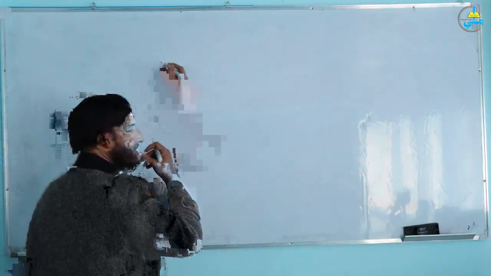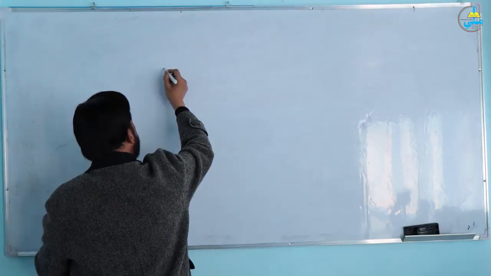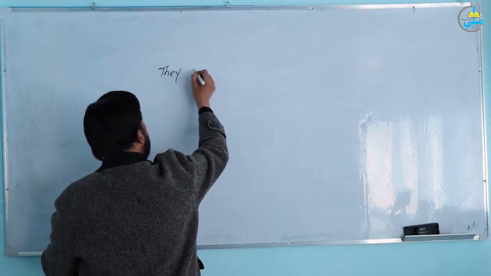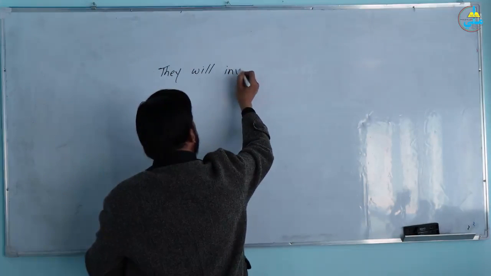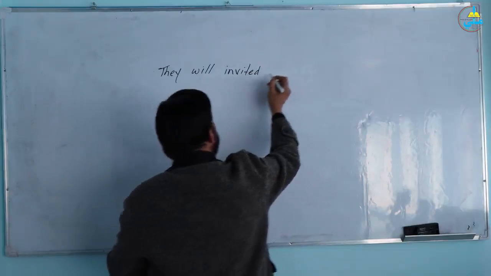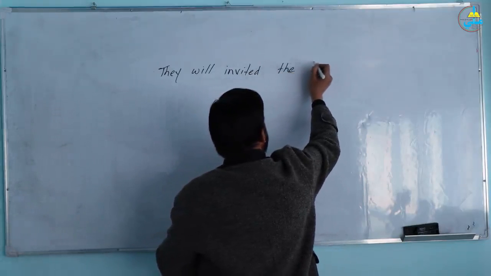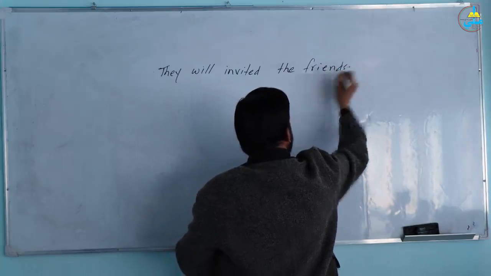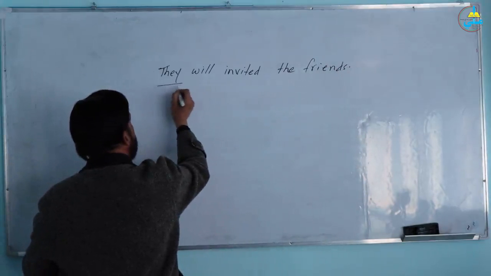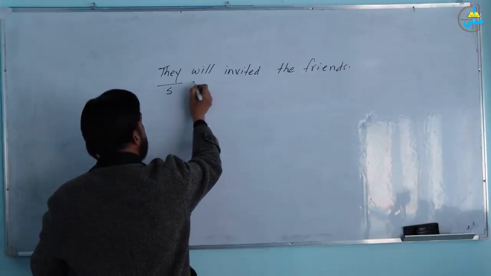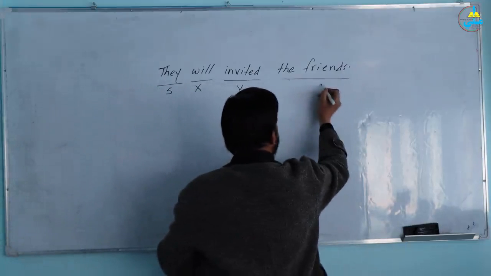Now we use a sentence in which helping verbs are used. For example, they will invite the friends. Look, they will invite the friends. This is an active sentence. They is the subject, will is the helping verb, invite is the main verb, and the friends is the object.